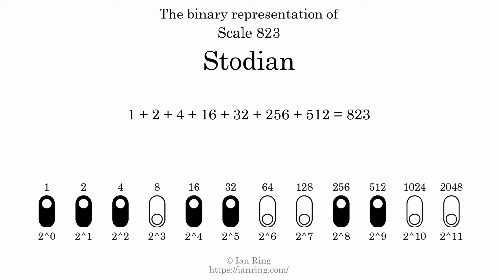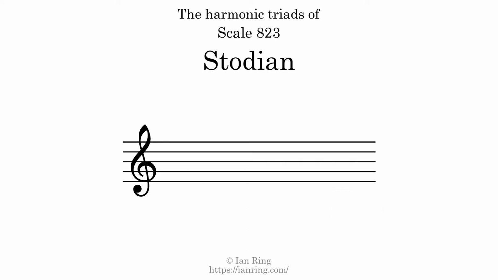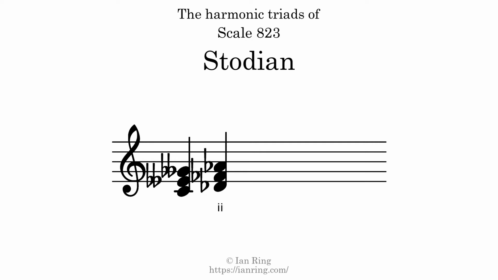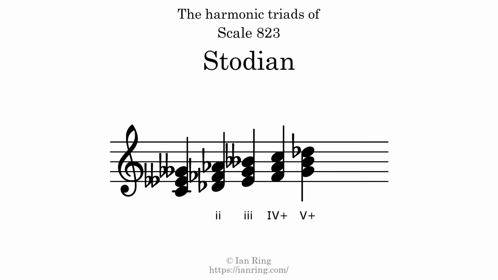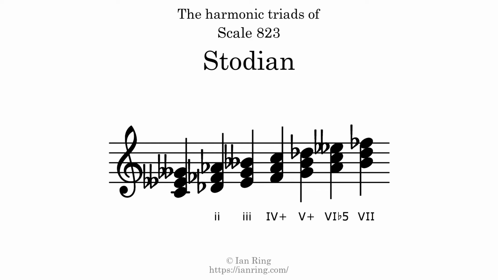The scale number not only enumerates the scale with a unique index, but it also literally describes the tonal content of the scale. Represented as a binary number in base 2, the scale number is 001100110111. Here are the harmonic triads present in this scale. Unnamed, minor, minor, augmented, augmented, major flat 5, major.